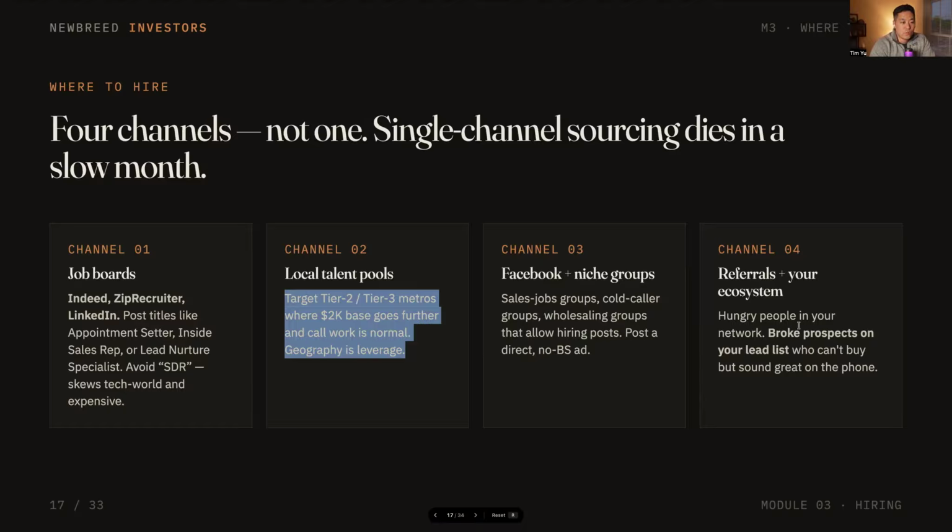And then channel four is referrals in your ecosystem. You want to make sure that there are hungry people everywhere. There are hungry people in your network, broke prospects on your lead list who can't buy, but sound great on the phone. So there are people that you know are super hungry. They don't have the money to buy your product, but they're super confident and they like to be on the phone. These are great people to bring.